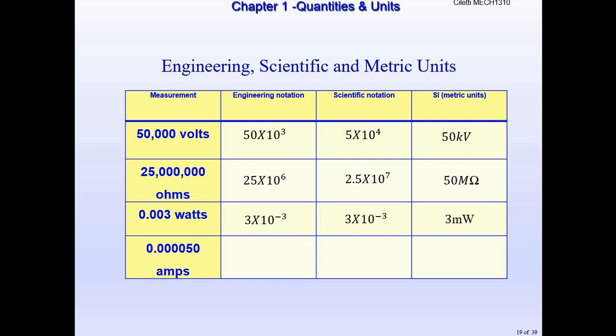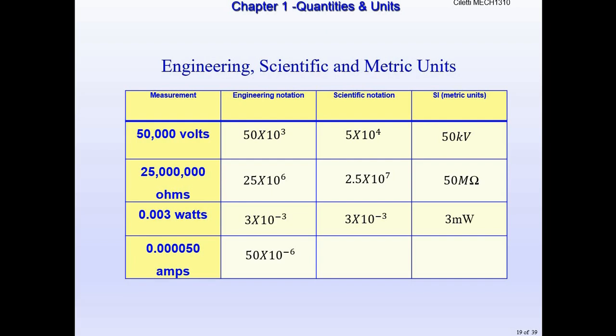All right, let's do this last one here. We've got 0.000050 amps. Well, we have to group that in chunks of 3. So we go 1, 2, 3. And then we have to do another 1, 2, 3 because that number is not between 1 and 999 yet. So we have to move it 6 places. So when we move it 6 places, we're going to get 50 times 10 to the minus 6.